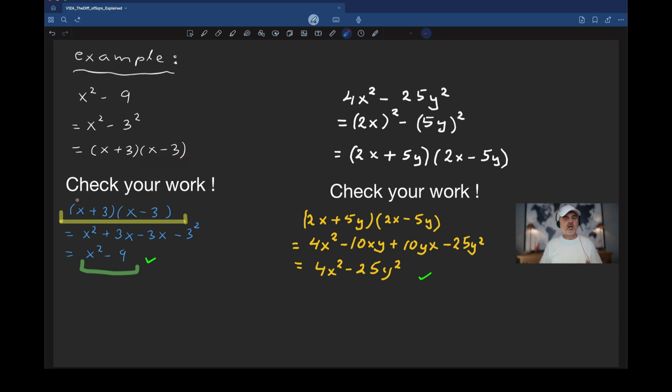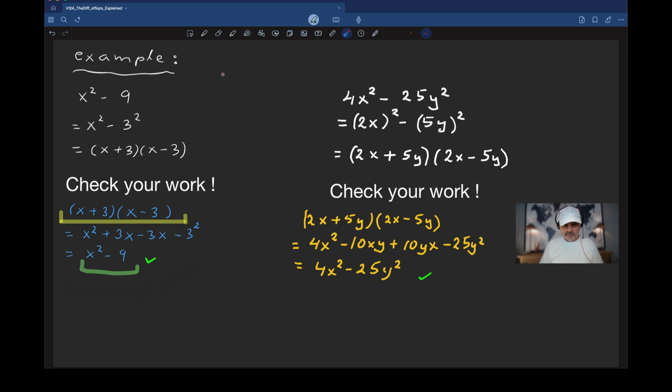You can check your work, and you should. That's the strategy that you want to learn. x times x, 3 times x, x times negative 3, and 3 times negative 3. You have to be able to list 4 because you multiply 2 by 2 terms. When you simplify it, the middle terms, negative 3x and positive 3x, cancel each other out. So you have x squared minus 9. Beautiful thing. You have verified the solution.